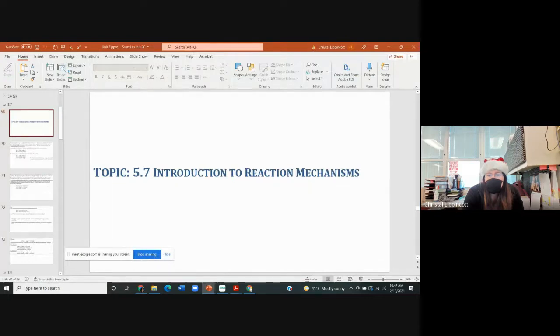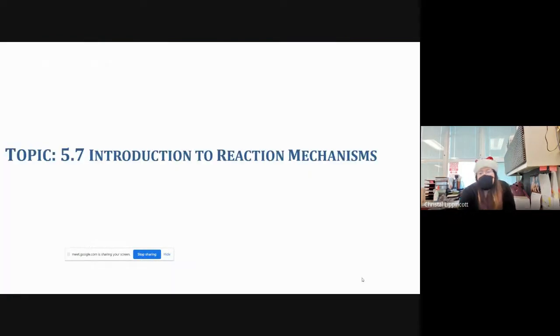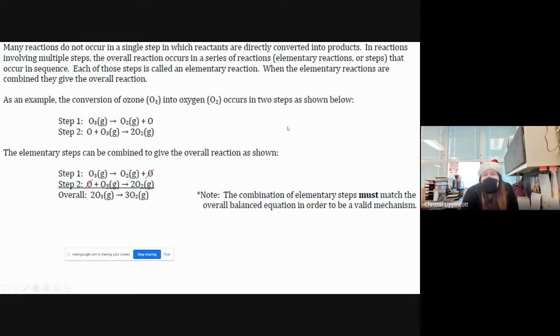Okay, so we're going to talk about reaction mechanisms now. Again, we've talked about the fact that these reactions typically don't happen in a single step. In reactions involving multiple steps, the overall reaction occurs in a series of reactions. We talked about those being elementary step reactions last week. And when we combine those elementary reactions together, that gives us our overall reaction. So for example, here we were breaking apart this ozone into O2 and O.